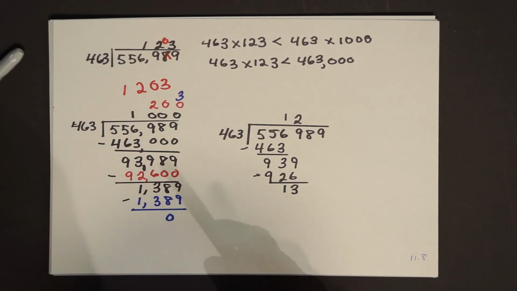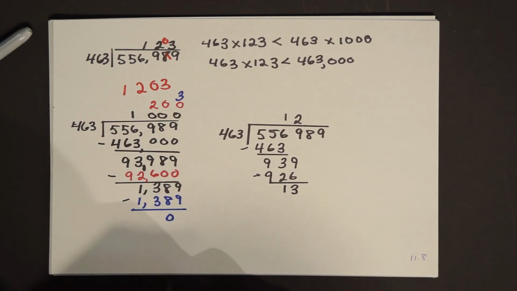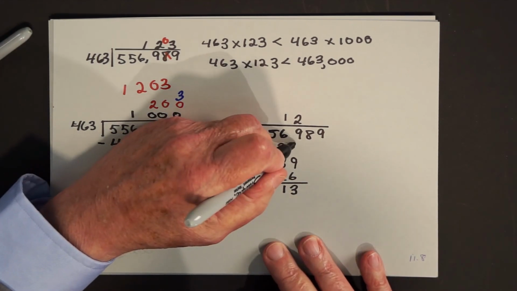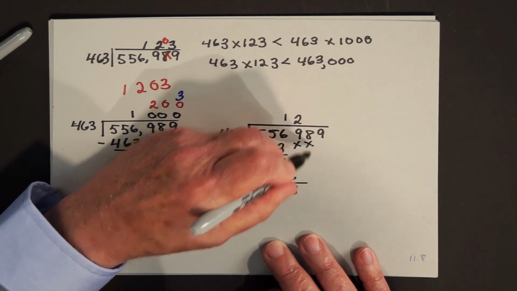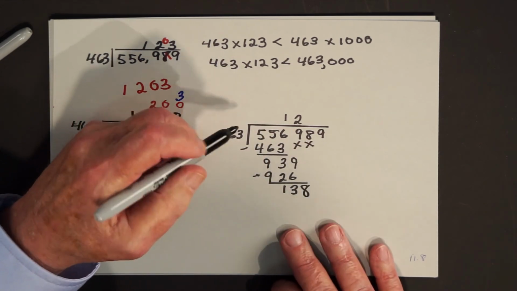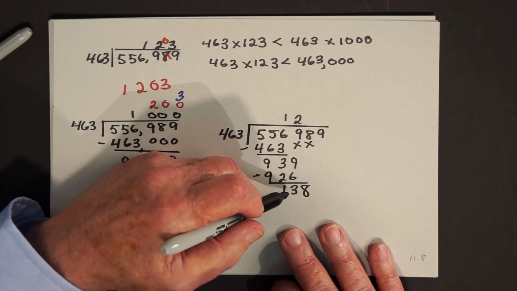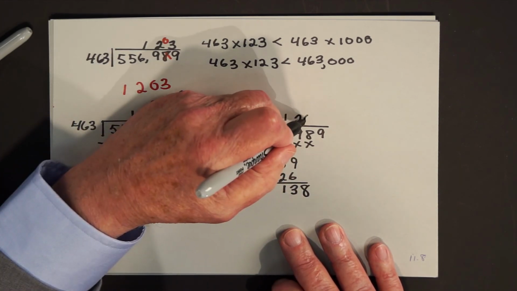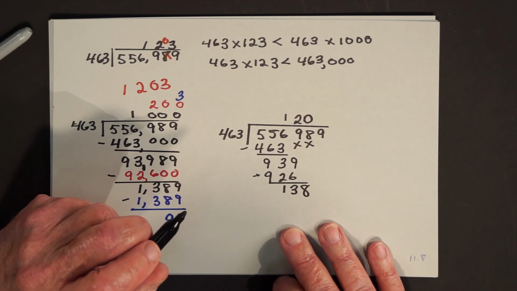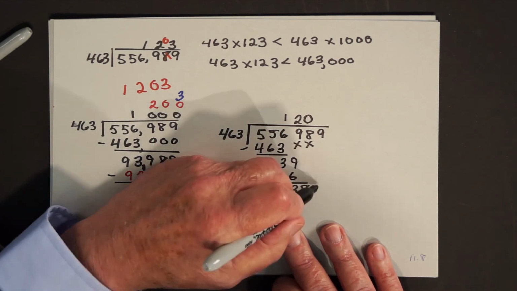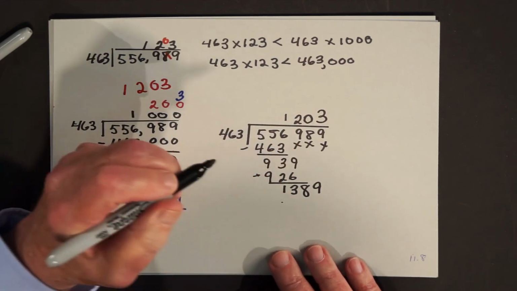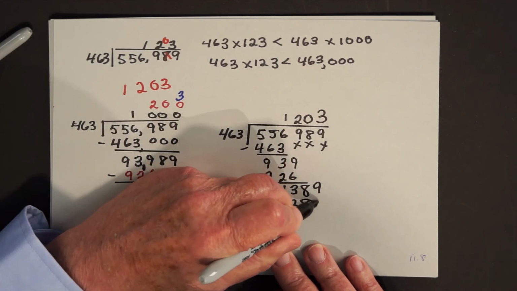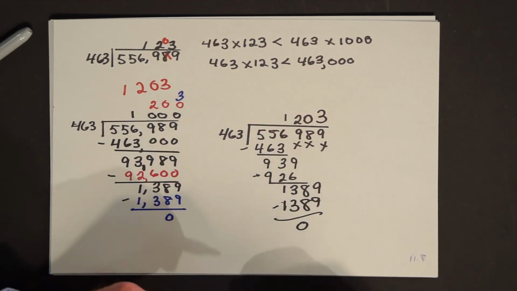And the way to get around that is to do it, if you want to do it mechanically, the way my children were taught. Every time you bring down a digit, something has to go above it. And since 463 is smaller than 138, we can't take any bundles out, so we just have to have a placeholder. Then we bring down the next digit. And the answer is now correct.